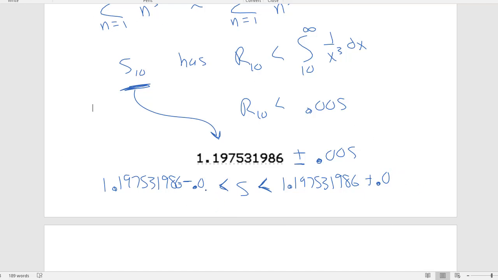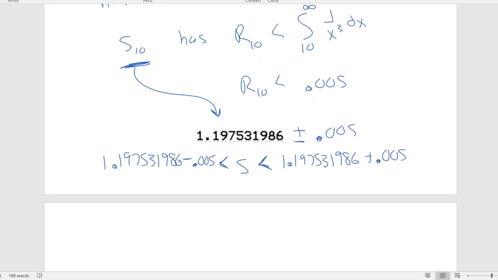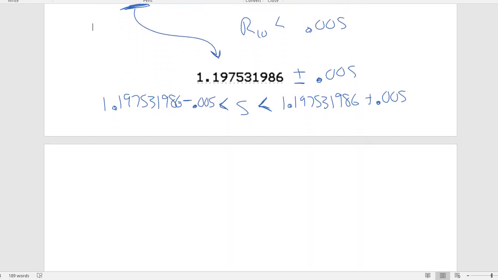We could be a little bit more precise using the formula that we just developed for our true upper and lower bounds. We know what the true upper bound is. That's 0.005. But the lower bound would be the integral from n plus 1 to infinity. And that's my lower bound. For this problem, we're summing the first 10 terms, so this is going to be the integral from 11 to infinity of 1 over x cubed.